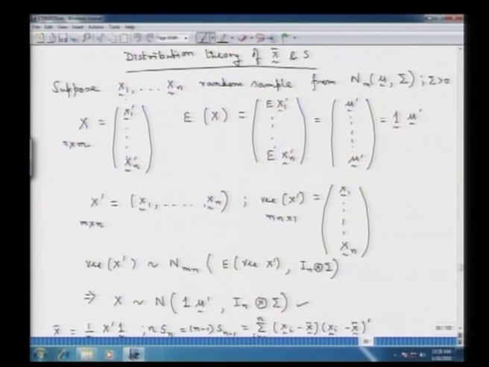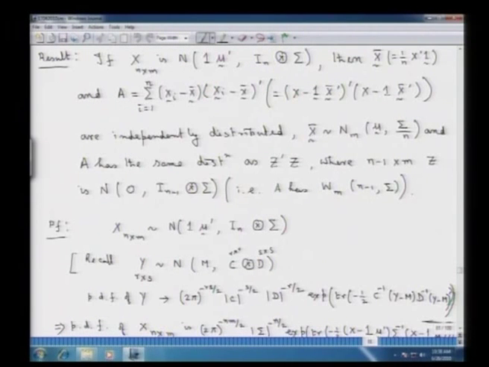So, using this set of random vectors which are random samples from this multivariate normal distribution, we had formed this data matrix X, which was n by m, and we had the distribution of X to be a matrix normal distribution given by the following parameters, with the mean matrix as 1 mu prime and the covariance matrix of vec of x prime as the Kronecker product I_n and sigma.